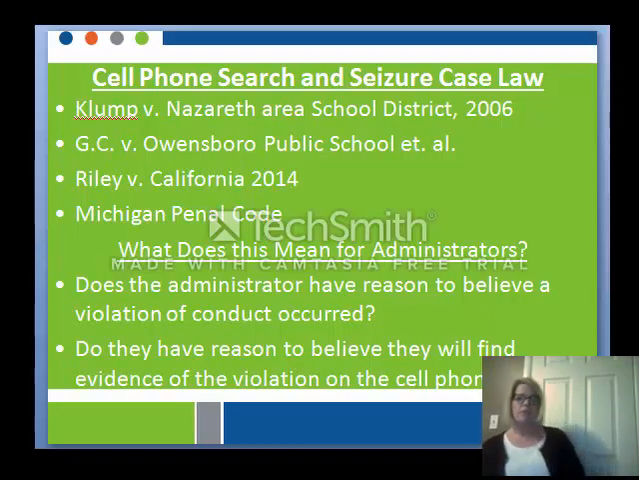So, my advice would just be that we need to be careful out there when it comes to students and their cell phones. A good rule of thumb is always try to get consent from students first. If a student says no and you have what you feel to be probable cause, then you can continue to search, but consent is going to get you out of that gray area.